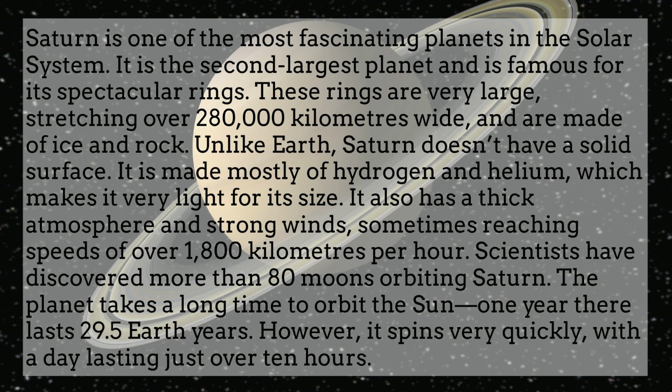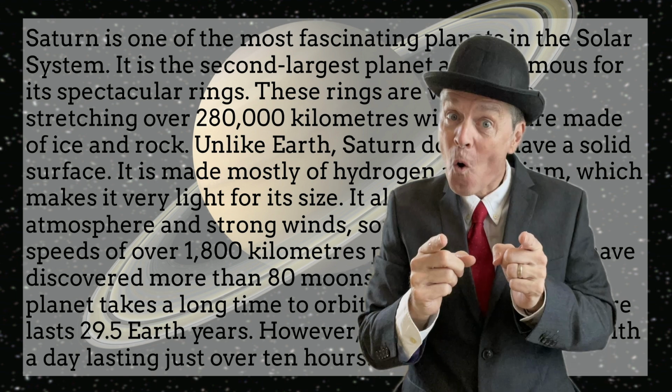Scientists have discovered more than 80 moons orbiting Saturn. The planet takes a long time to orbit the Sun. 1 year there lasts 29.5 Earth years. However, it spins very quickly, with a day lasting just over 10 hours. There we go, that's much better.